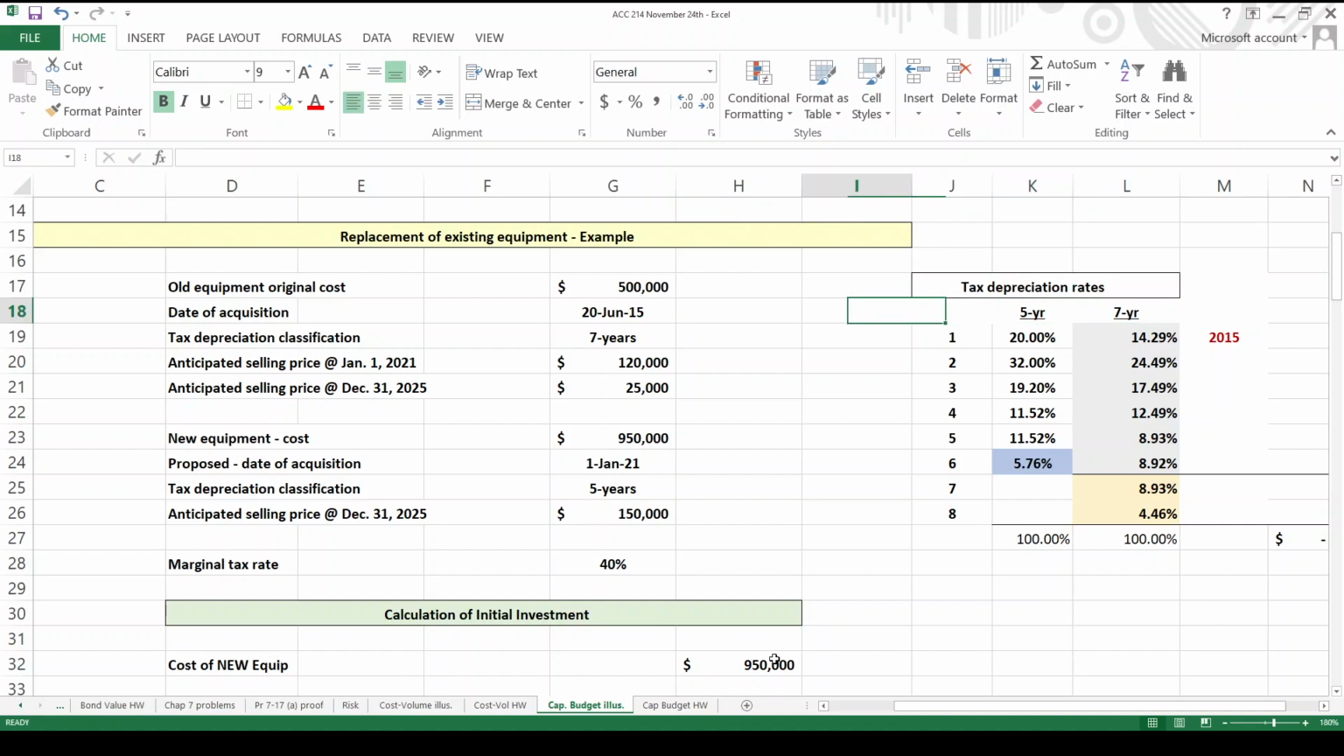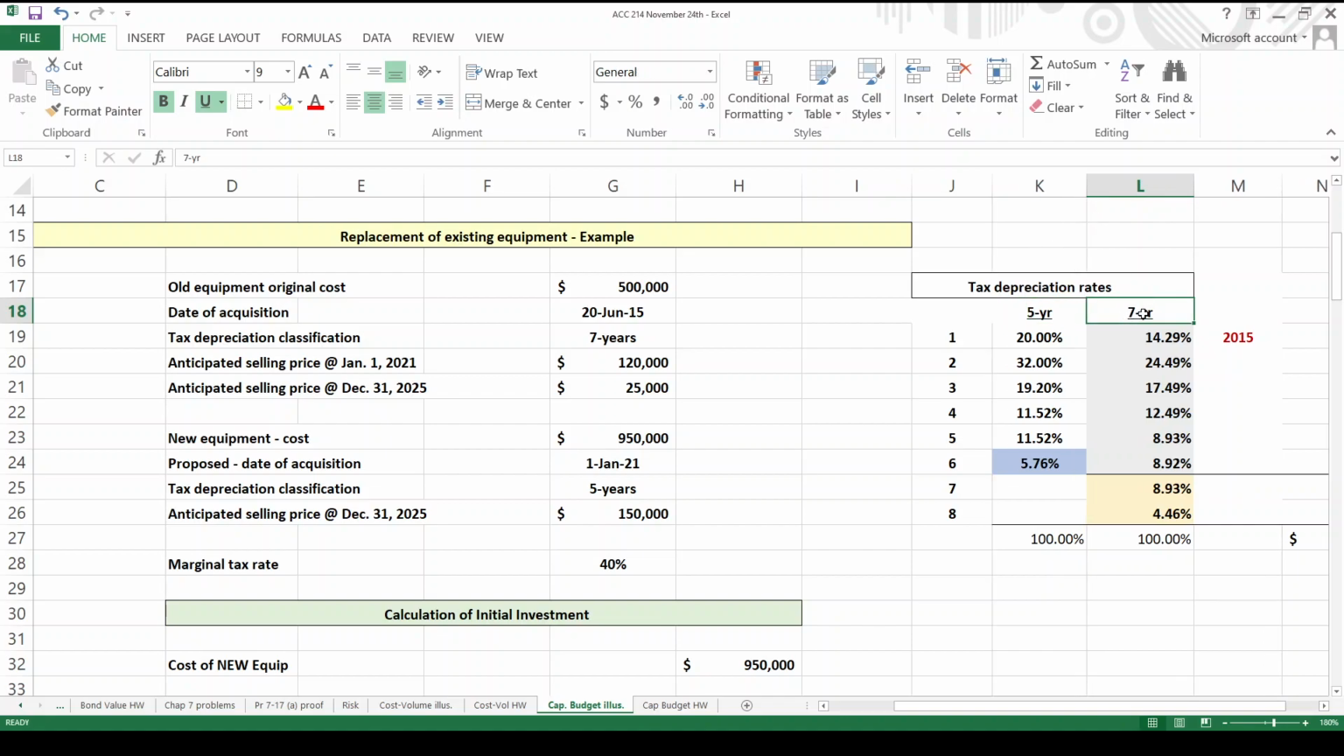So if we bought the equipment in 15, and according to the IRS, our equipment is a 7-year tax asset. In the real world, you can look these things up. You say, okay, what kind of equipment do I have? You could look it up in the IRS depreciation module, and you could come up with this, which is a 7-year asset. That's going to be a given.